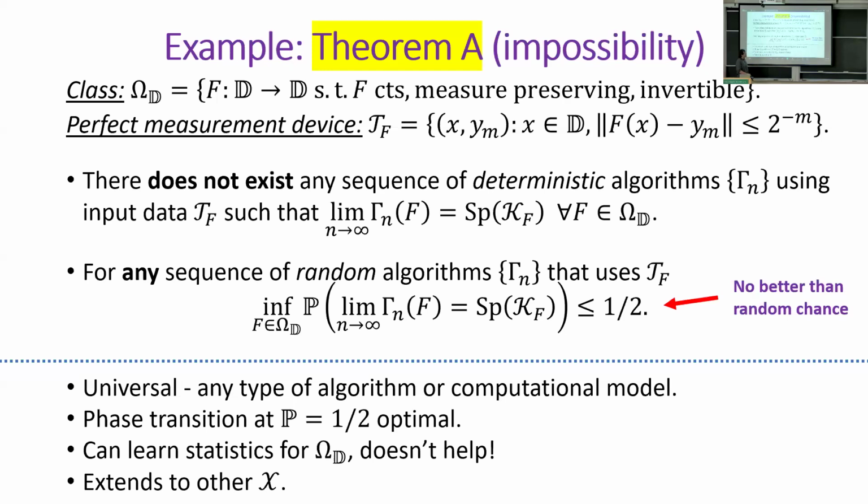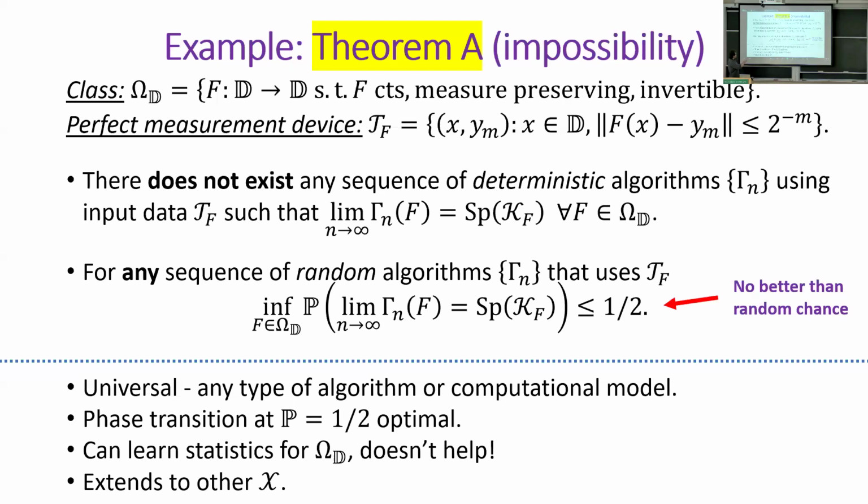And there are two statements. The first is that there does not exist any sequence of deterministic algorithms, Gamma_n, that use this data and converge to the spectrum of the Koopman operator for all f in this class. Now you might ask, what if I have things like Monte Carlo sampling? Well, if you allow random algorithms and take any sequence of those, the probability of success is bounded above by 1/2. So you can do no better than coin flipping, random chance.